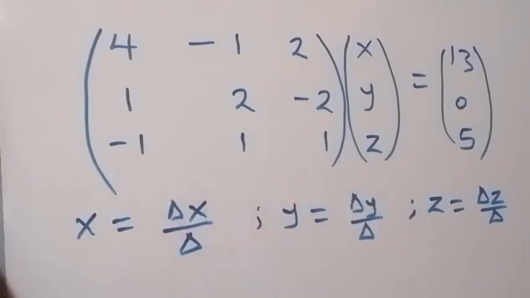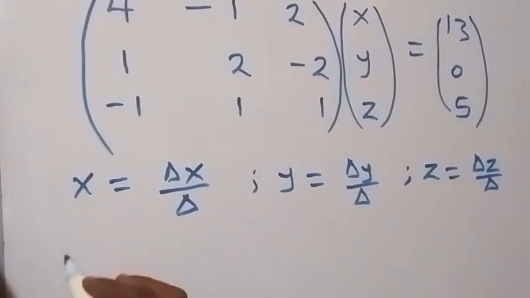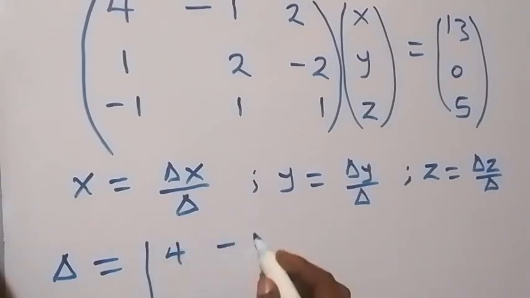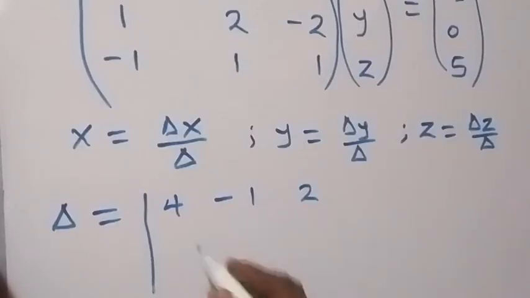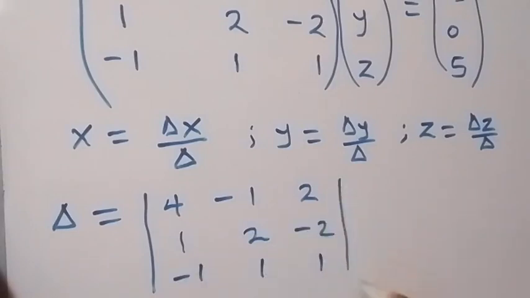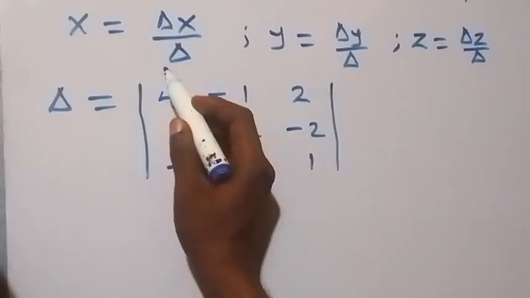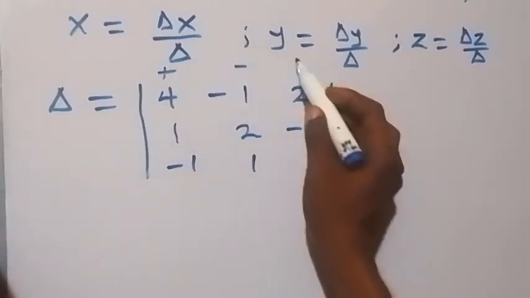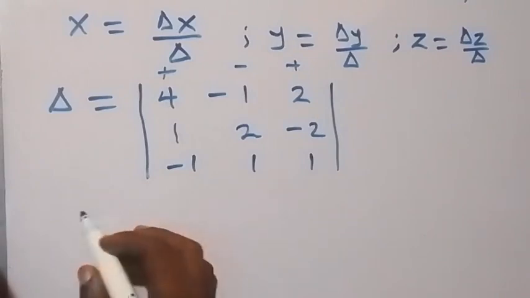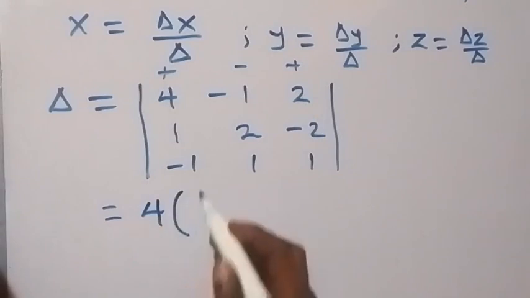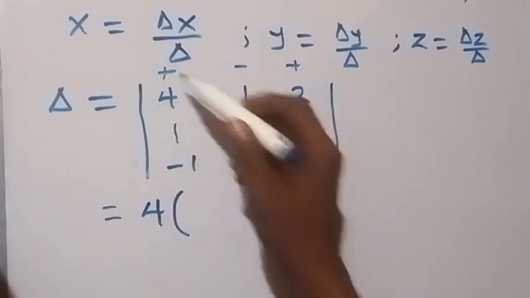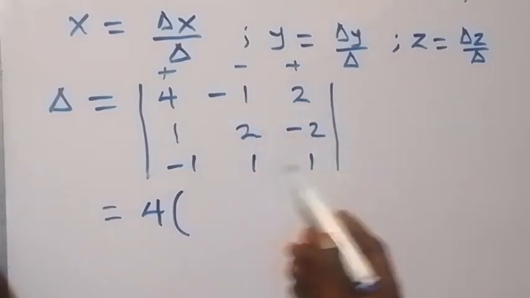So when you find the determinant of this 3 by 3 matrix, we have the determinant of 4, minus 1, 2, 1, 2, minus 2, then minus 1, 1, 1. Let's expand along the first row, and the signs on the first row are plus, minus, plus. Determinant will be 4 into bracket. We cancel everything on this row and this column of 4, so we are left with this 2 by 2 matrix.